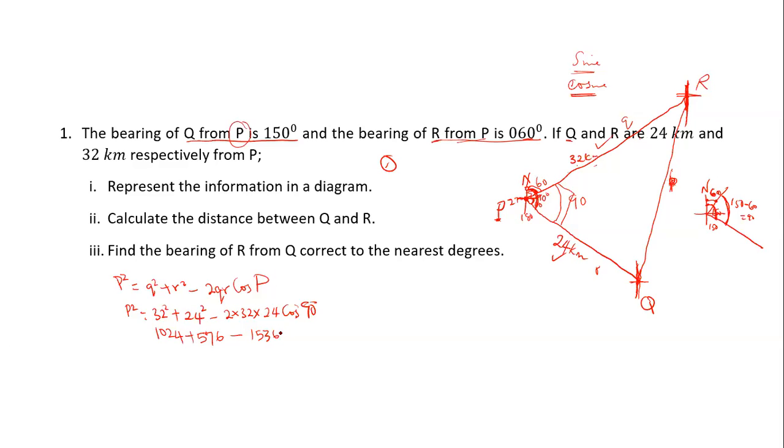1,536. Cos 90 is 0. So by the time you do that, you just add 1,024 to 576. It will give us what? 1,600.